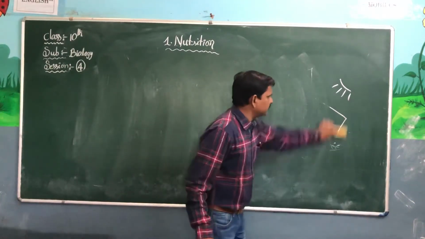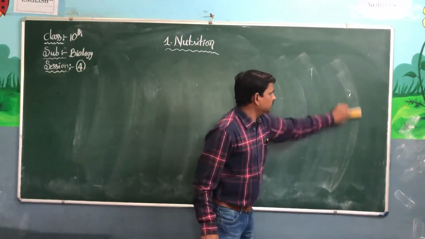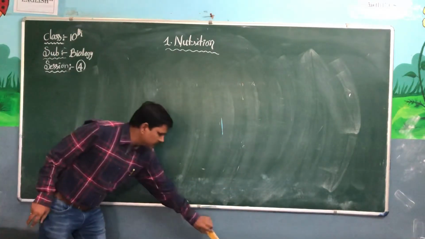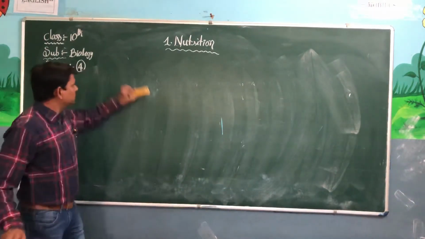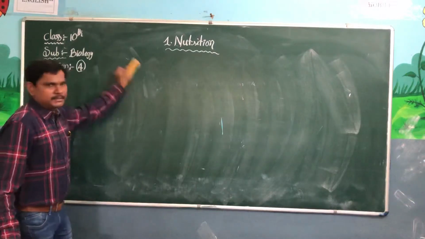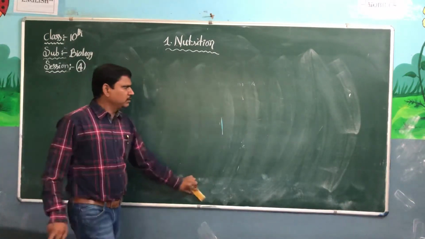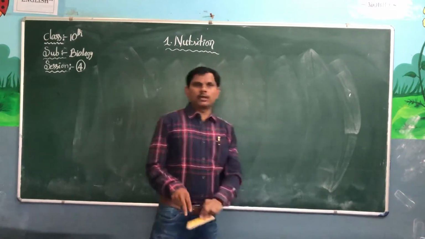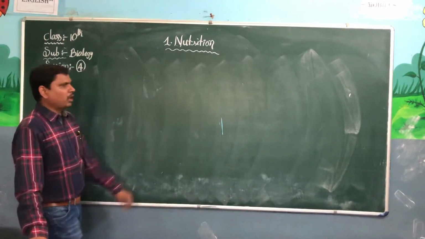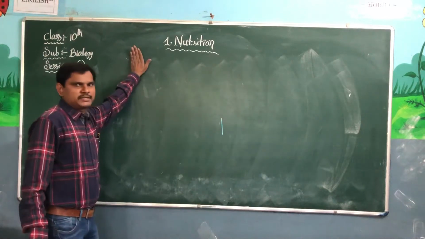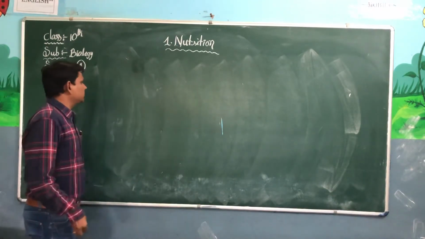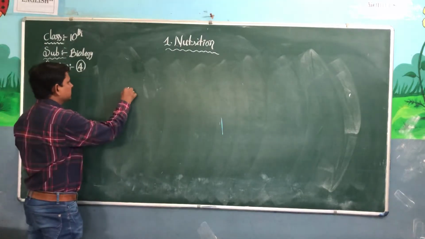How many scientists' names did we get up to? In the first lesson we saw Van Helmont, the one who wrote the photosynthesis equation, and Robert Hill, the one who wrote the modified photosynthesis equation. And today we are going to see two more scientists.